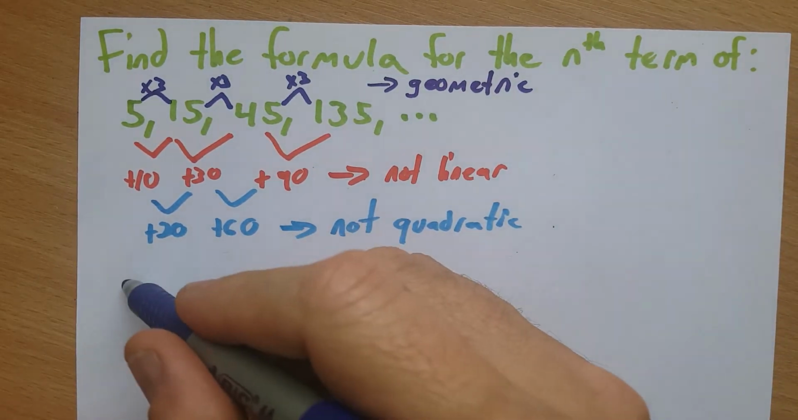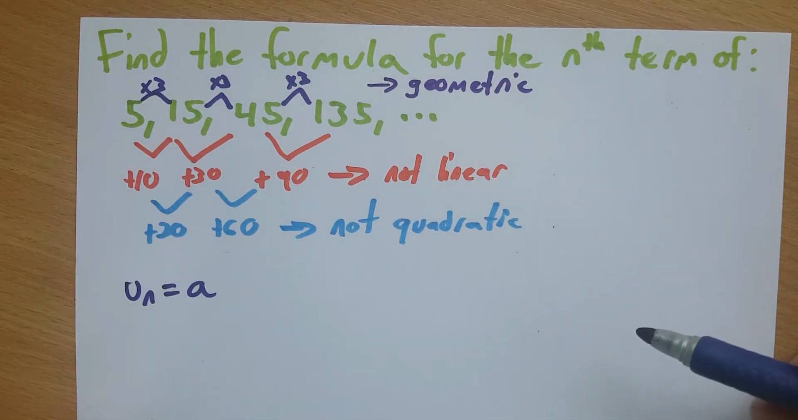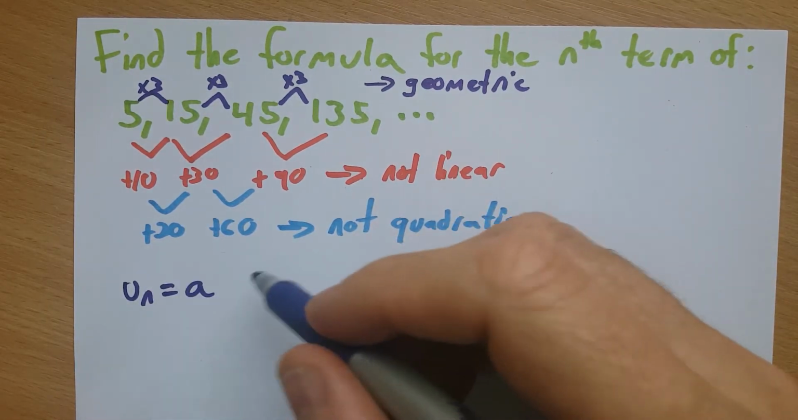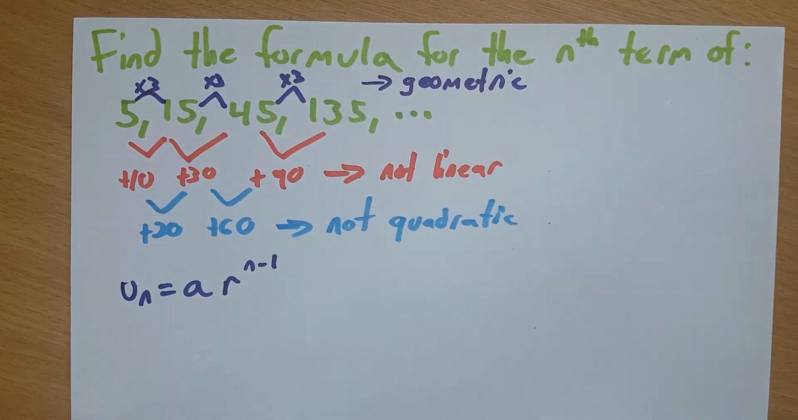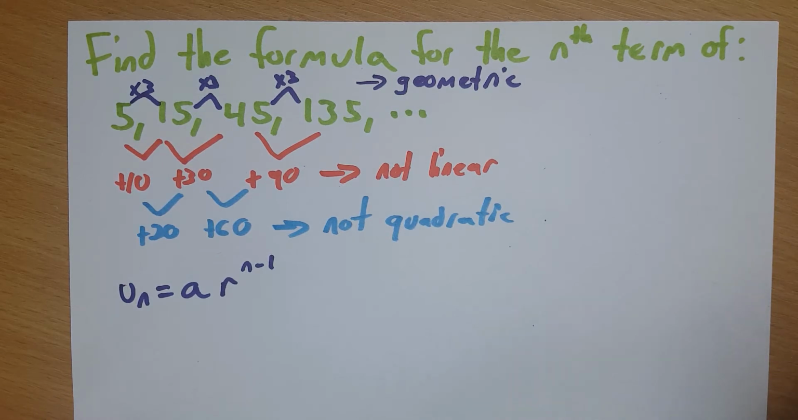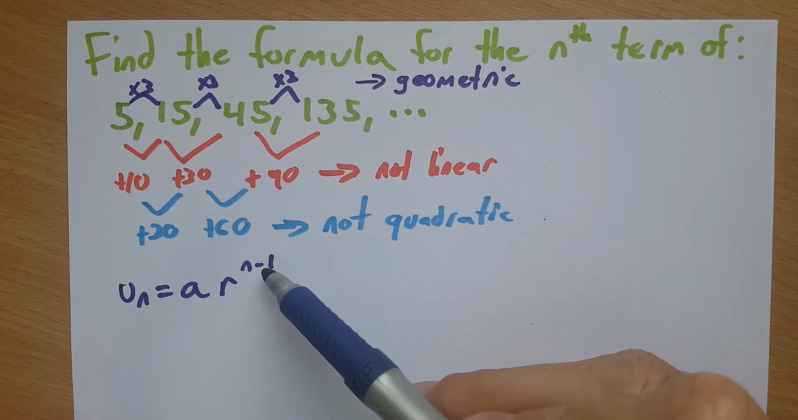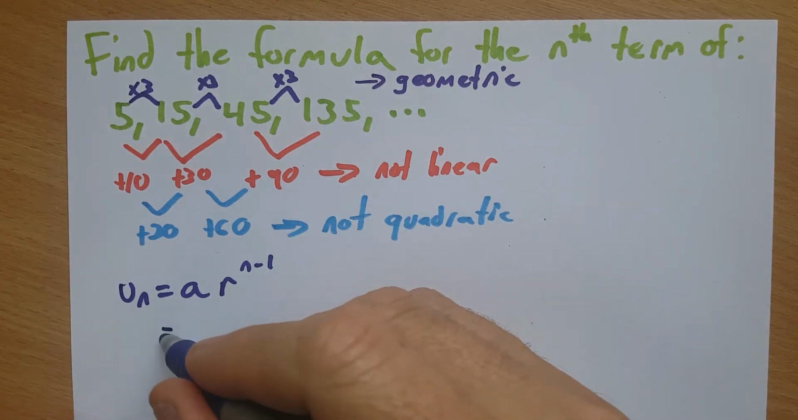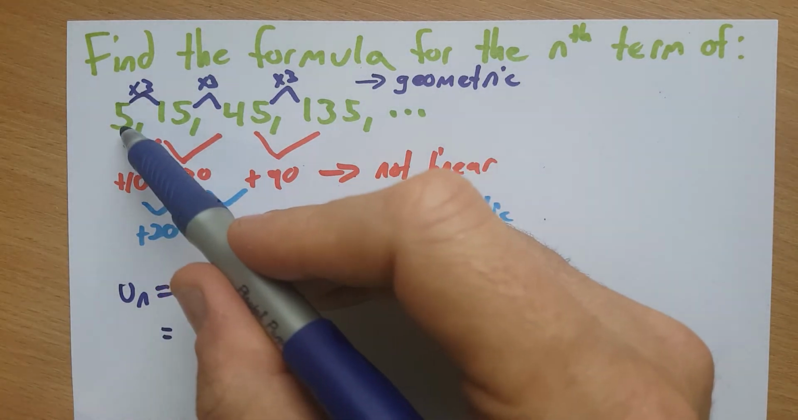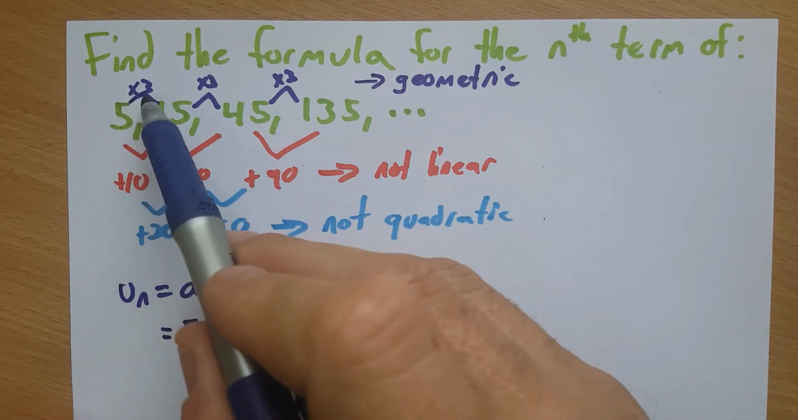Okay, and the formula for the nth term of a geometric sequence is u_n equals a times r to the n minus 1. And if you're a GCSE student, you have to know this. So a stands for the first term in the sequence, and r stands for the common ratio. So in this case, a is 5, and the common ratio is times 3.